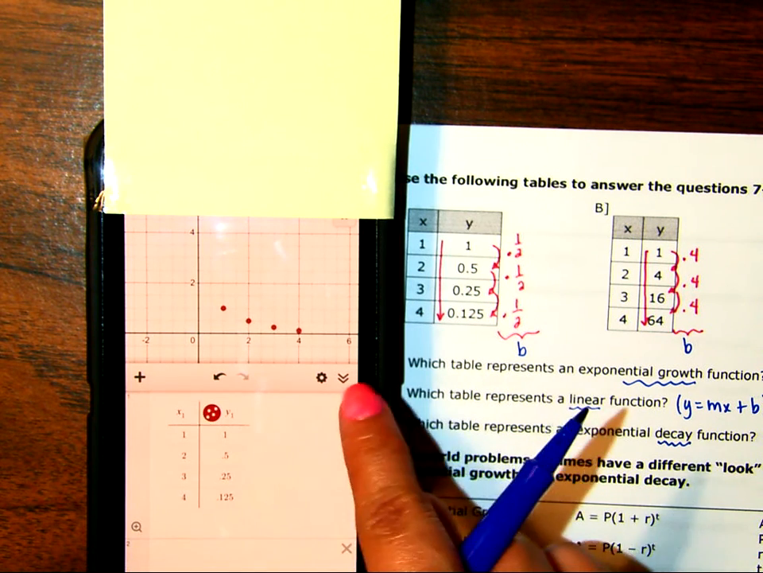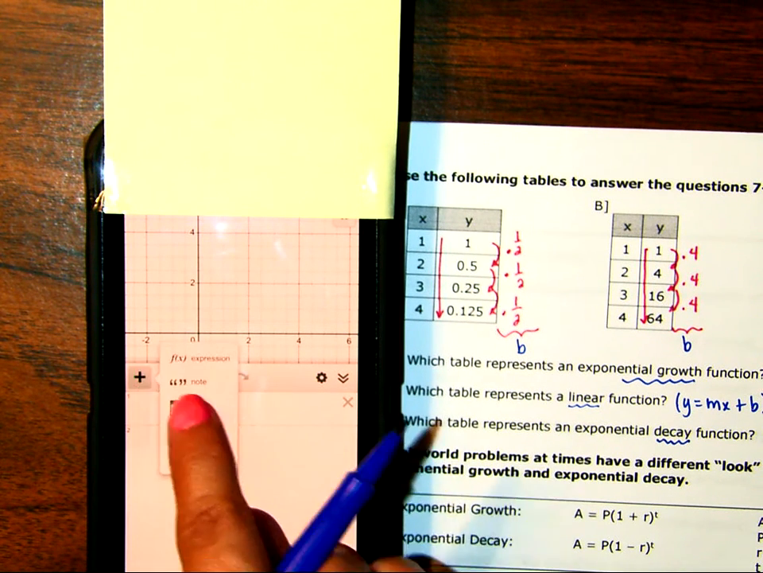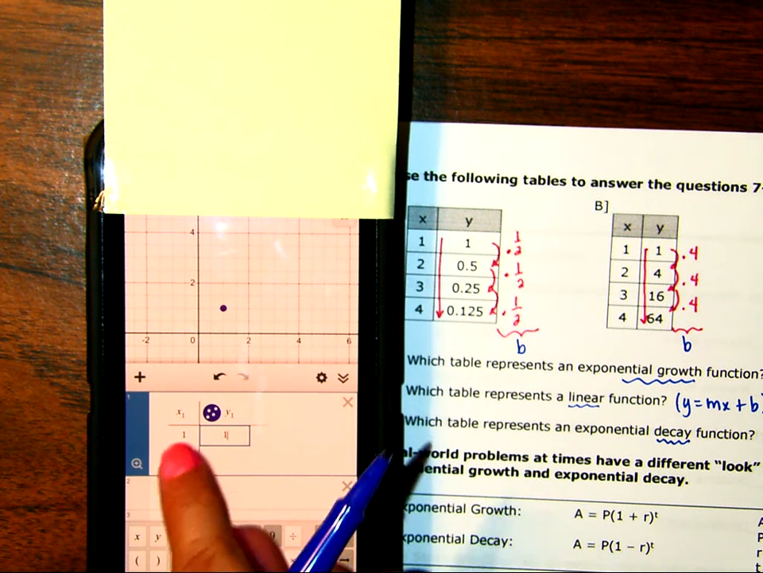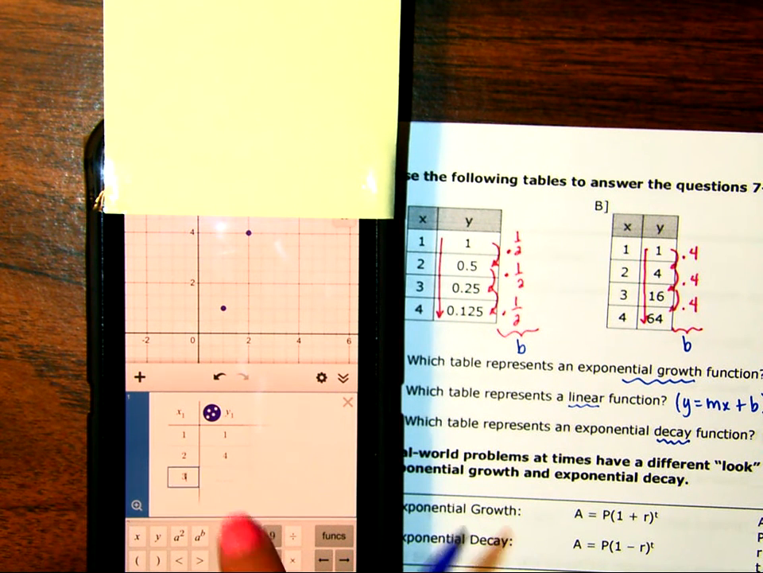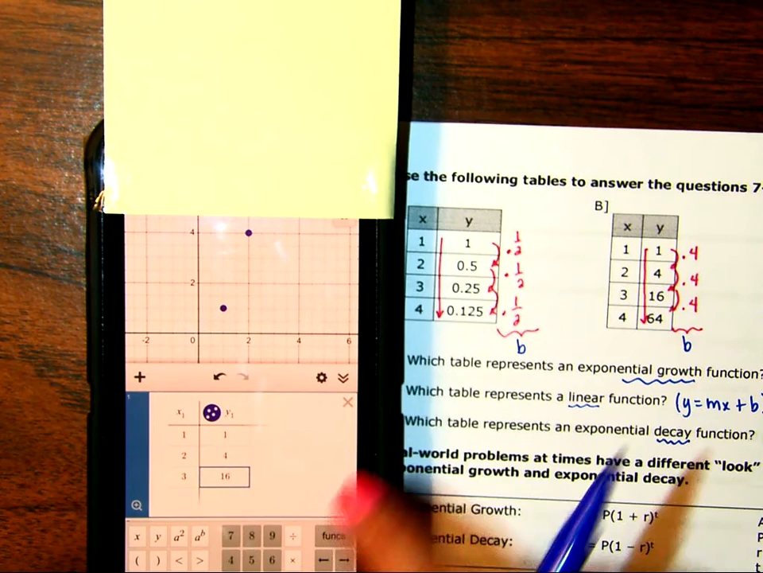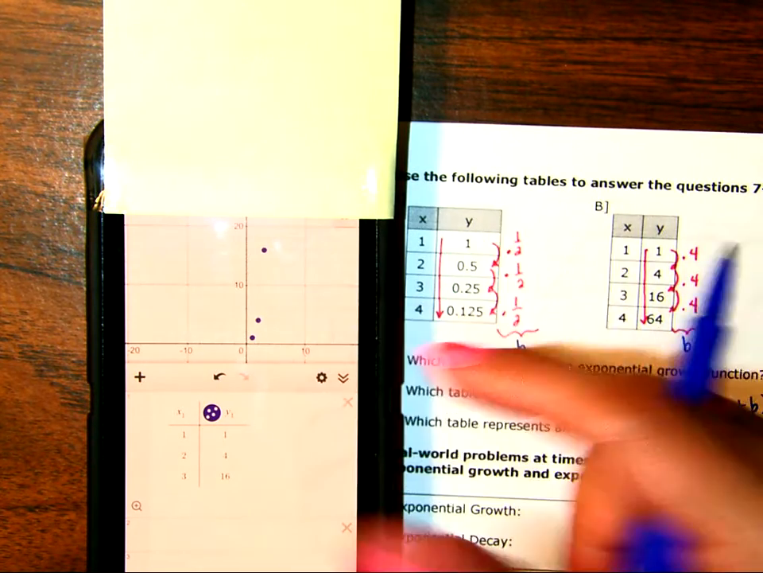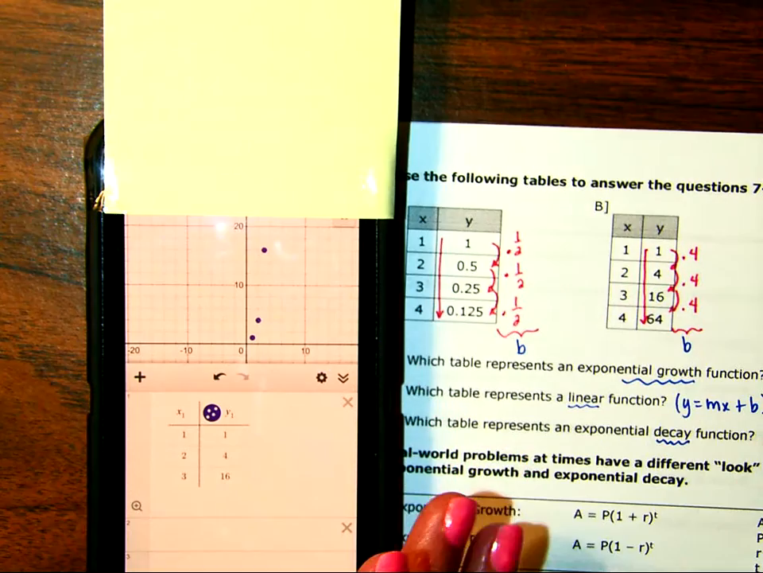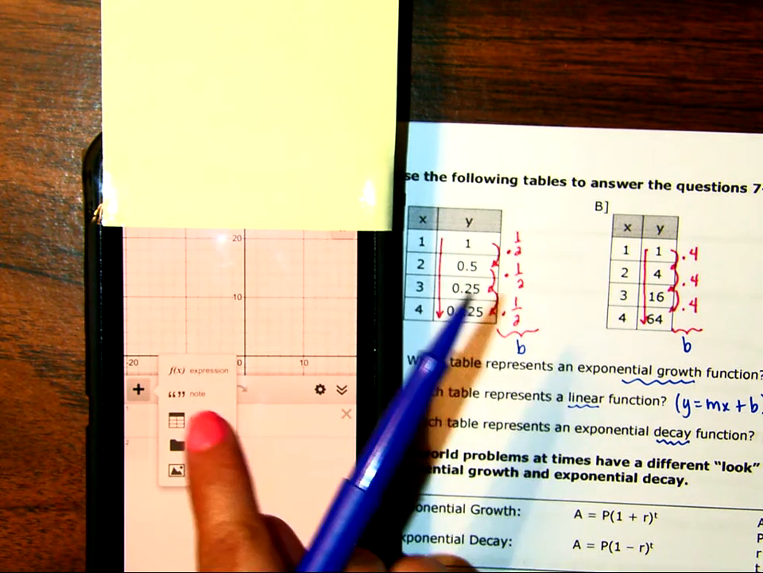I'm kind of curious. Let's try B. So again, I'm going to put my plus symbol since I don't have my equation. I'm going to do 1, 1, and 2, 4, 3, 16. I'm going to zoom out a little bit just so you can see my values. Look at that. It's starting from here and then it's increasing. It's going up, gradually increasing. And then I could do the other number, but I'm going to go ahead and skip it and let's go to C.